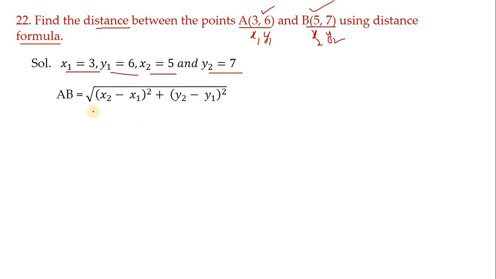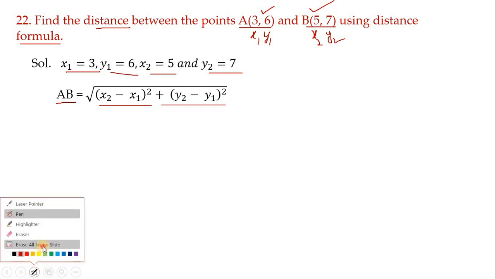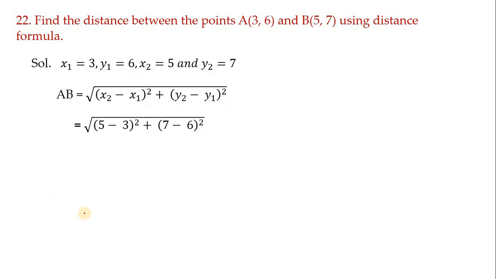And this is the distance formula. Here we are finding the AB distance, hence write AB. If you are finding PQ, you must write PQ. Root over x2 minus x1 whole square plus y2 minus y1 whole square. Substitute the values and simplify.